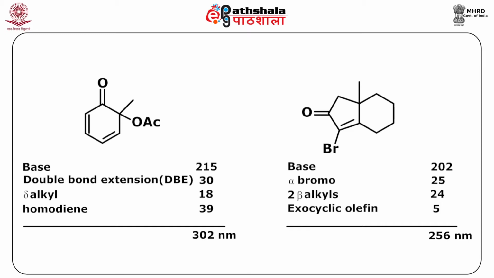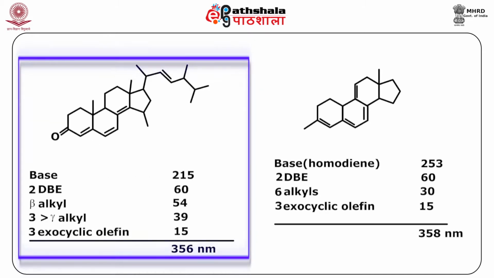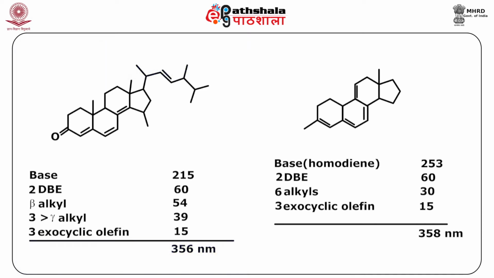Now, these values were found to be very much in accordance with what we observe as an experimental value. The next example is again an example of an alpha beta unsaturated system, wherein again we see the base value of 215 nanometers. Double bond extensions are a little different from double bond equivalence. So, here we are all considering the double bond extensions. These are all due to the presence of the extended double bond systems.